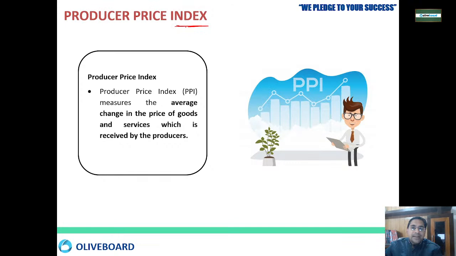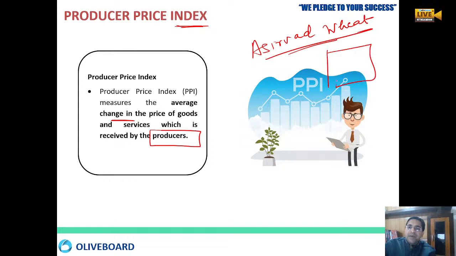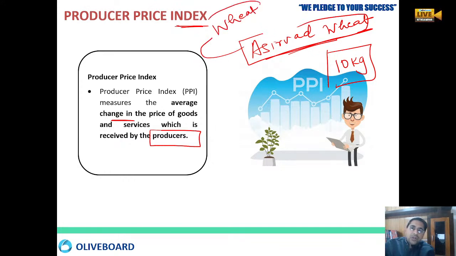Now comes the producer price index. What is the meaning of producer price index? This is the average change in the prices of goods and services which is received by the producer. Now, a producer manufactures the product, and they also buy raw material from somewhere. So what is the price change? Like, if there are people preparing Ashirwad atta, if we just take an example, we are not promoting anything, we are just taking Ashirwad wheat, they are preparing a 10 kg bag. This company is getting the wheat from somewhere, right? So what was the cost of the wheat at which this company is buying? That is at what rate the producer is getting the wheat. So that is called producer price index.